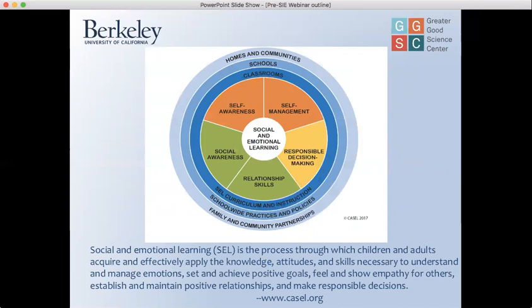So as you can see here, the 5 competencies in CASEL's model include 2 focused on the individual, which are self-awareness and self-management, 2 focused on others, social awareness and relationship skills, and then 1 that puts all of this into action, responsible decision-making. More recently, CASEL has added to their model to show how these basic 5 competencies need to be integrated into all areas of a school, including classrooms, academic content, school practices and policies such as discipline, school climate, the collegial relationships between the adults, homes, and communities.